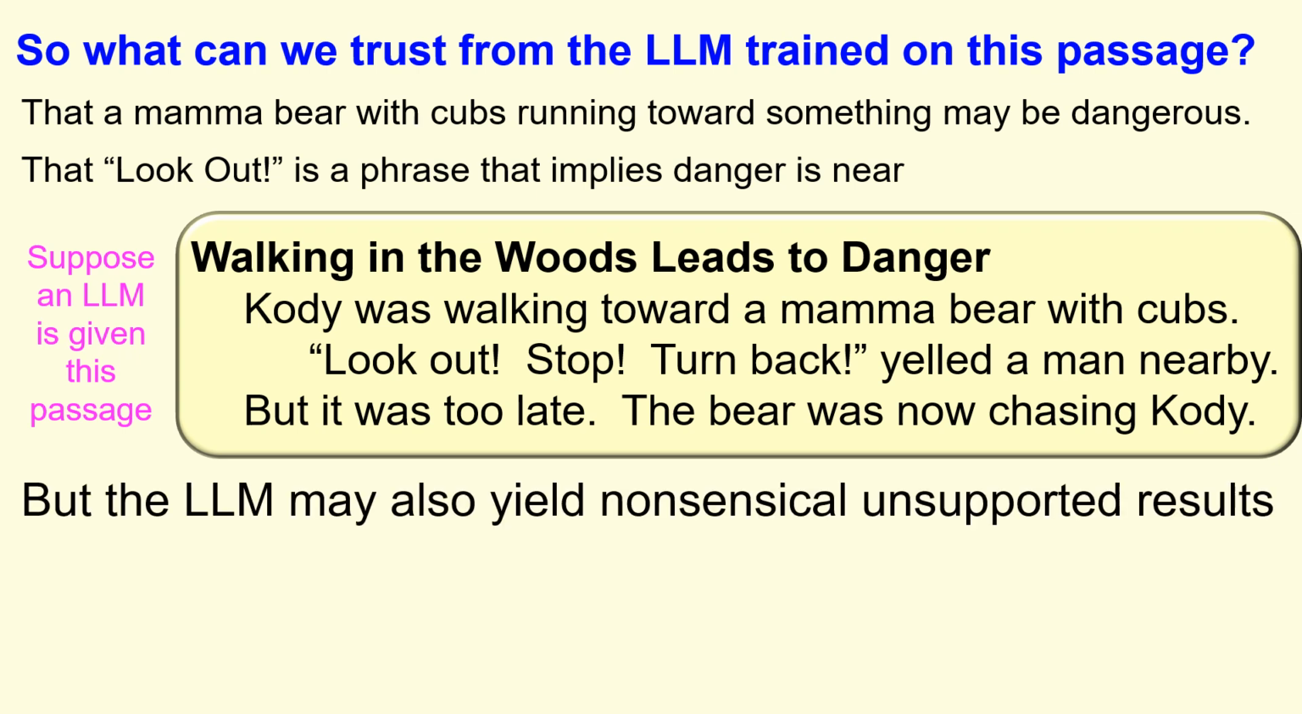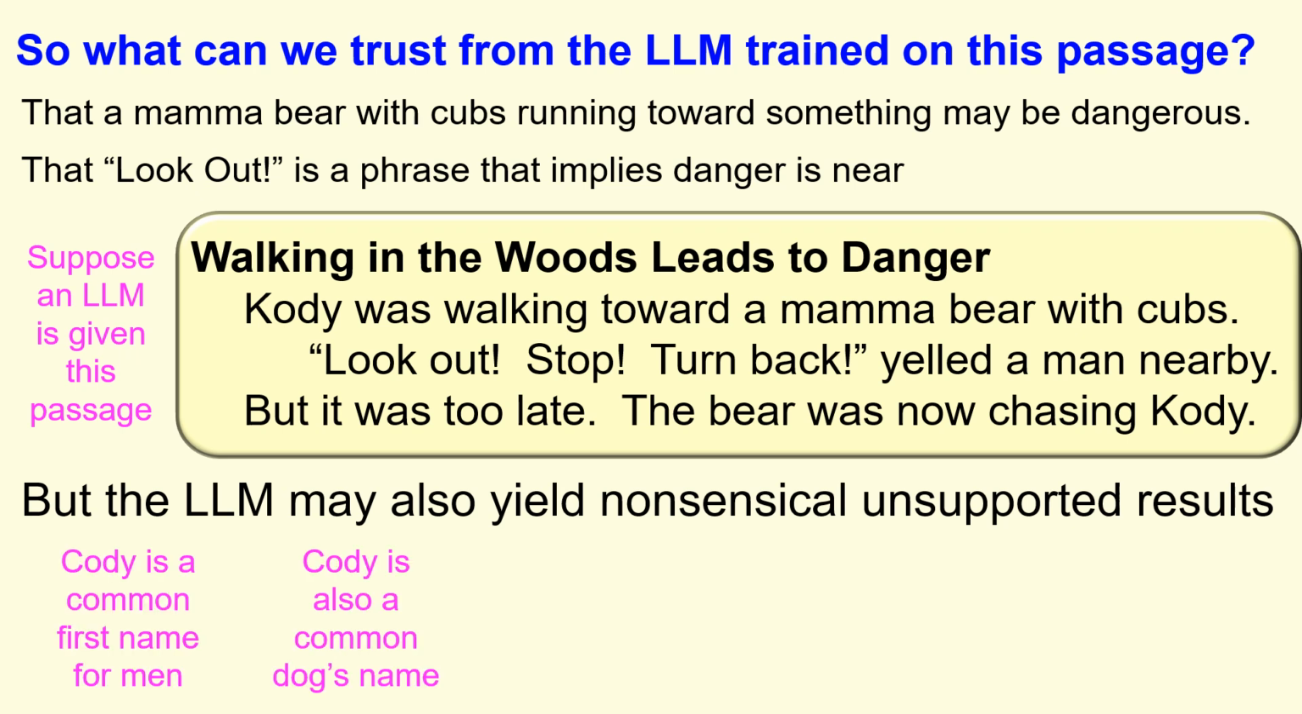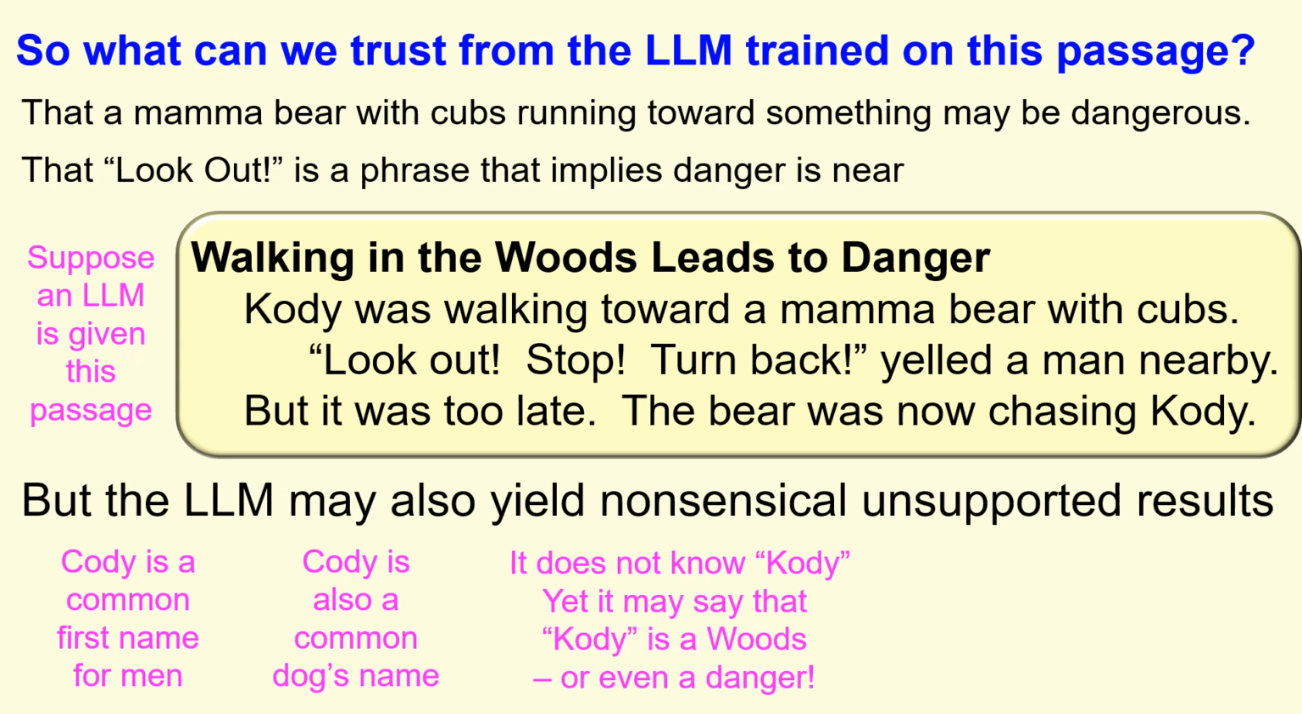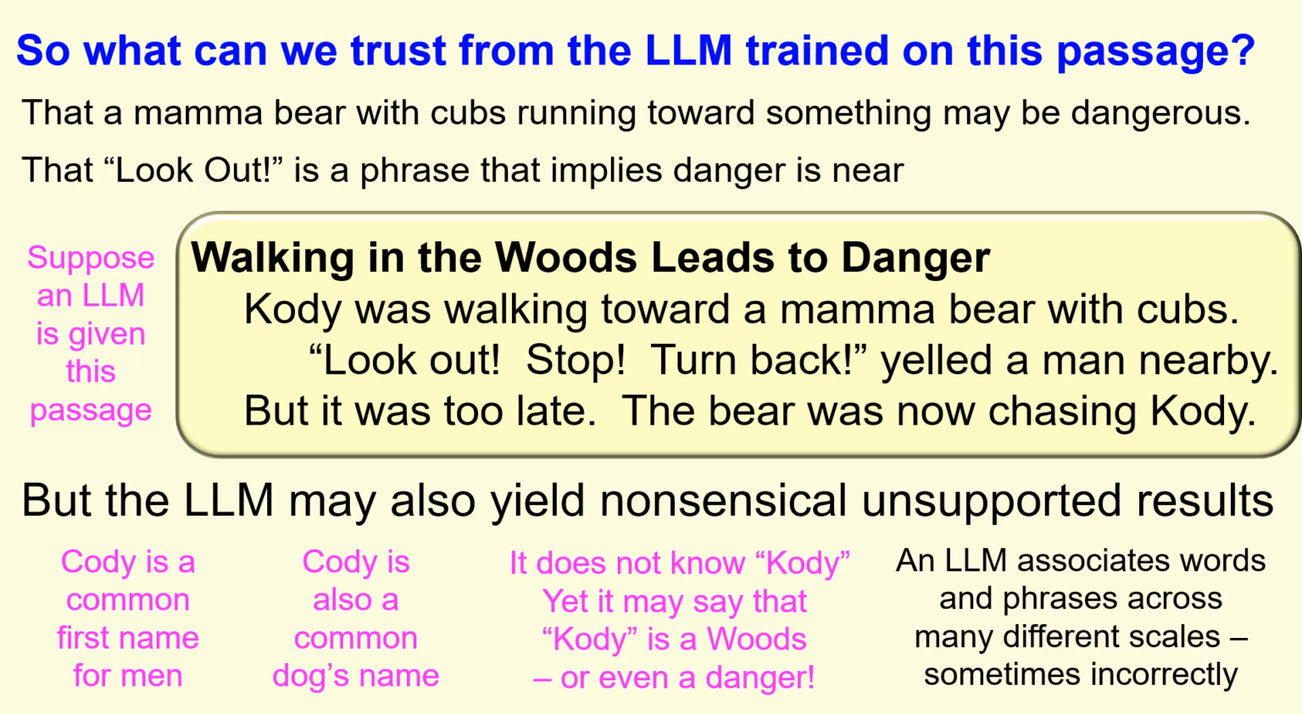But the large language model may also yield nonsensical, unsupported results. Cody is a common first name for men. Cody is also a common dog's name. But Cody with a K, that is something the large language model's never seen. Could be a misspelling or it could be just an unusual spelling of one of these names. Yet it may say that Cody is a woods, or it even might say that Cody is a danger. See, a large language model associates words and phrases across many different scales, and sometimes that's not correct.